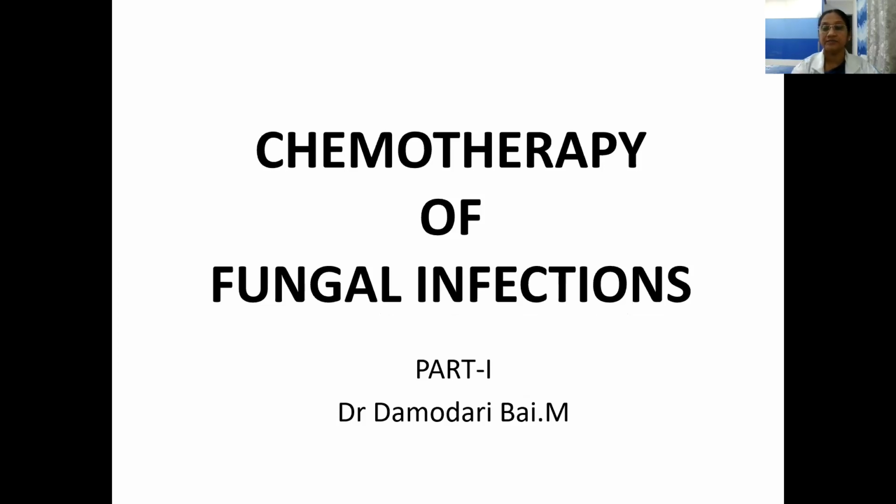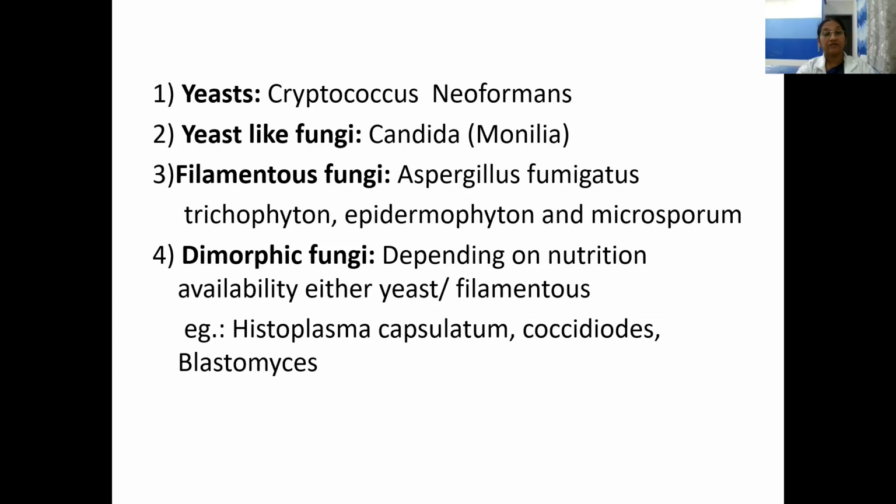Actually, fungi are available as three types: yeast-like fungi, filamentous fungi, and dimorphic fungi. Examples of yeast-like fungi are Cryptococcus neoformans and Candida. The common name for Candida is Monilia. The third type is filamentous fungi. These appear as filamentous forms. Examples are Aspergillus fumigatus, Trichophyton, Epidermophyton, and Microsporum.